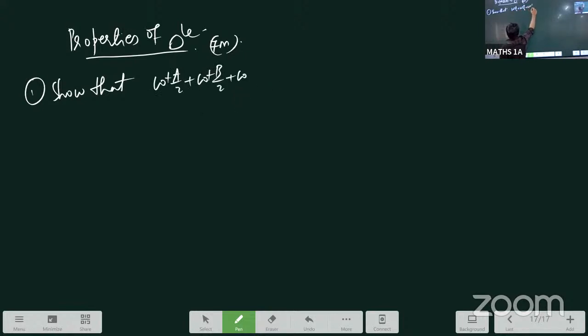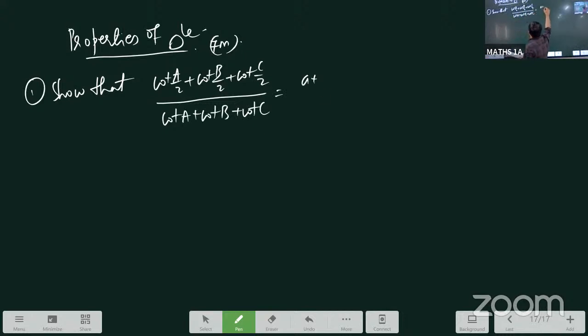All right. So first 7 mark, very, very important. Show that cot A by 2 plus cot B by 2 plus cot C by 2 divided by cot A plus cot B plus cot C. That is what we have to show. A plus B plus C whole square by A square plus B square plus C square. Is it clear?